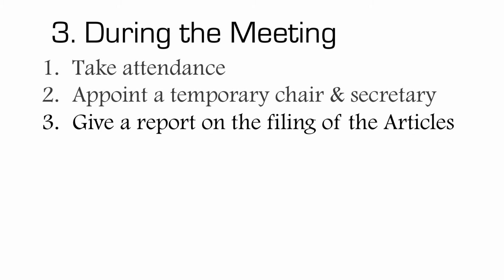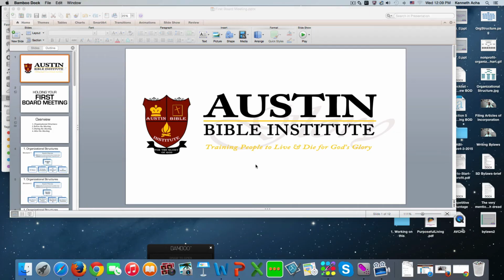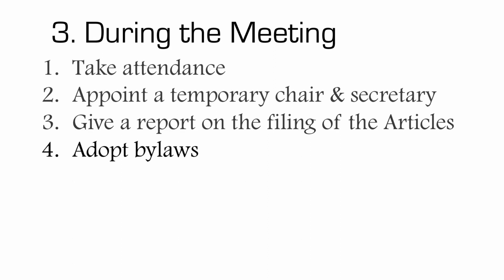Before the articles of incorporation, the state doesn't know that there's an organization like that, so the meetings are unofficial. So you'll give a report on the filing of the articles of incorporation, and then you continue to adopt bylaws. You're going to adopt your bylaws, the bylaws that were drafted before. You adopt them. Then the key point comes: election of officers.